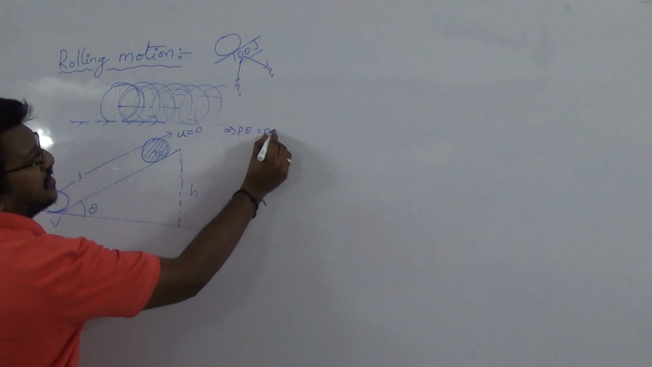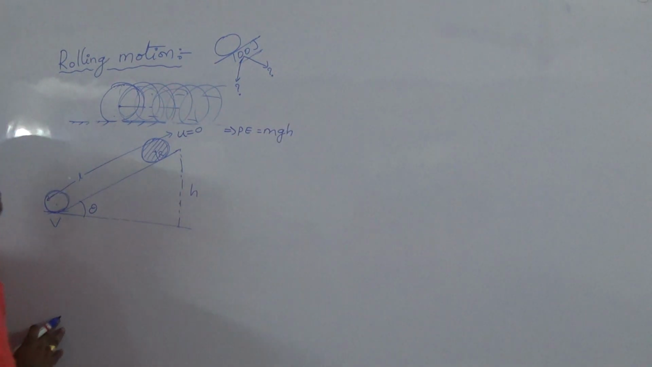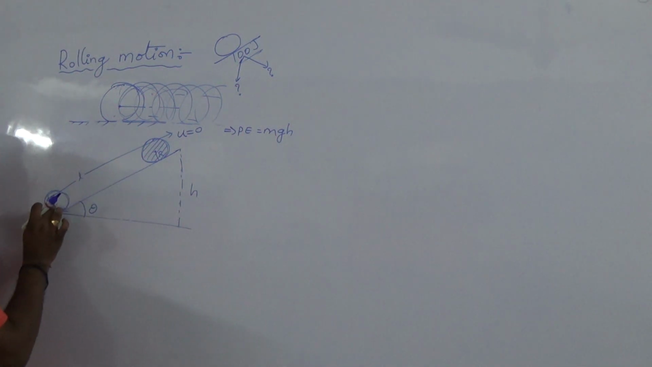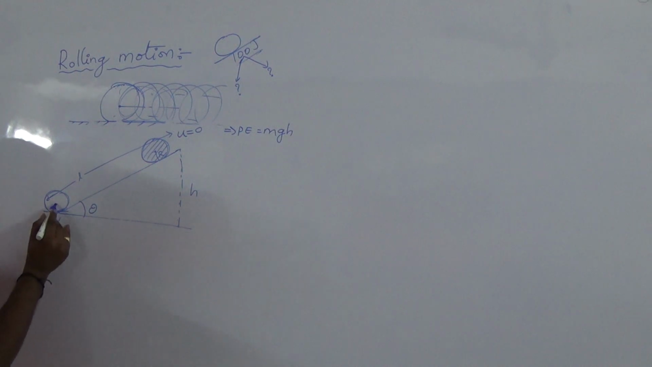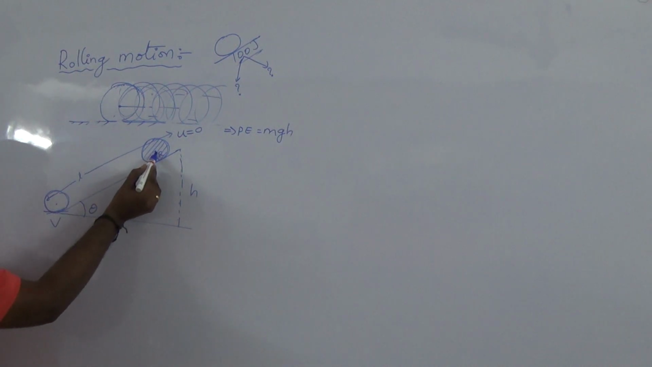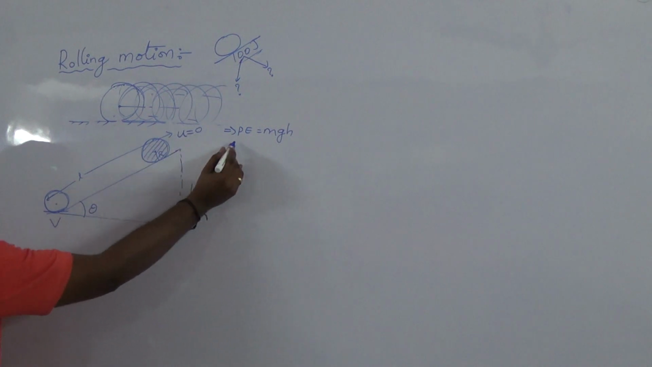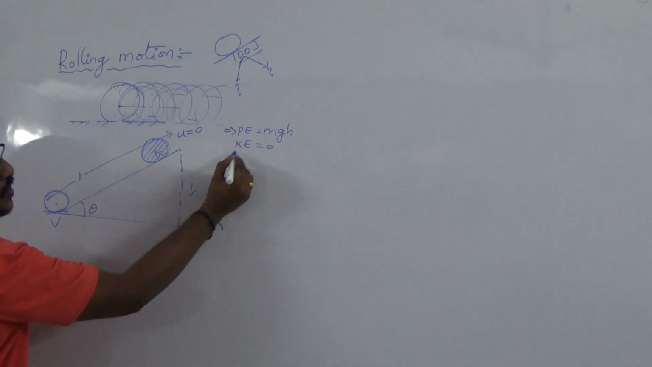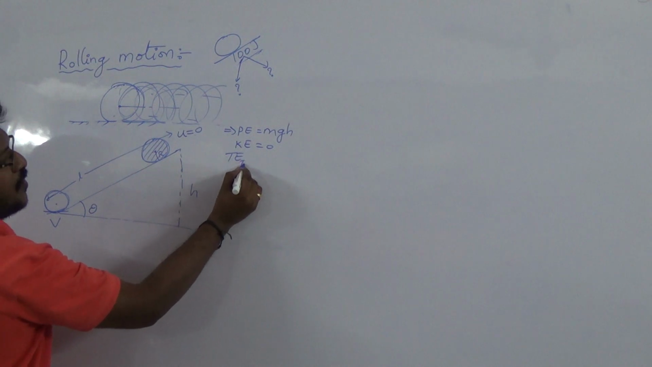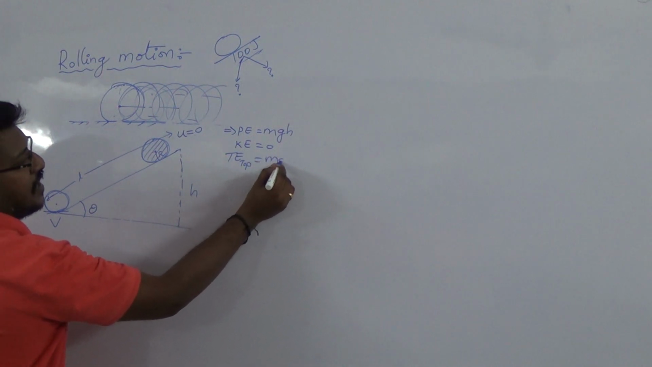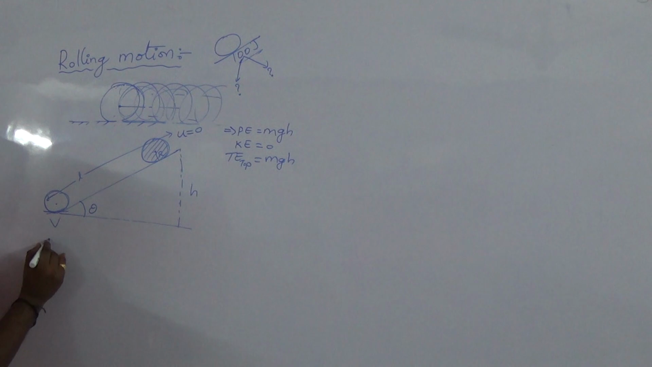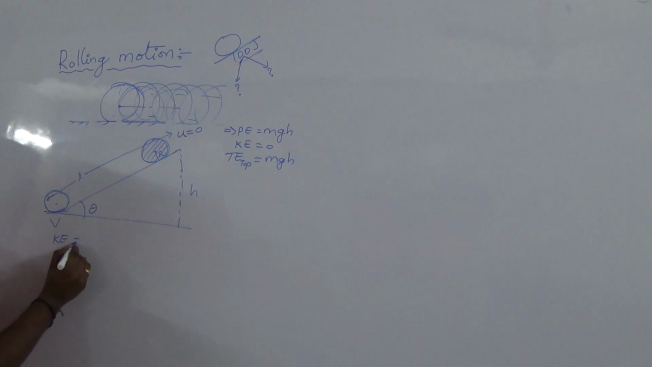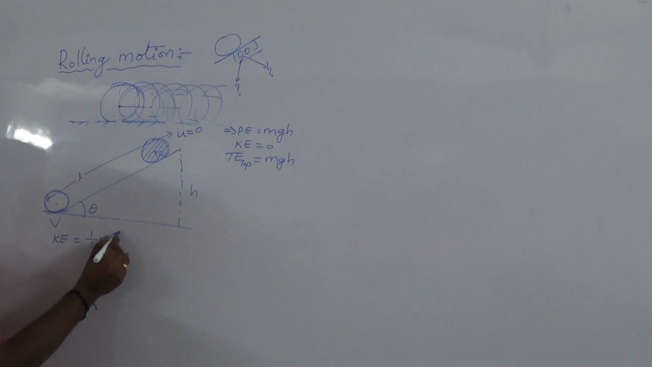The potential energy of the body is mgh. As it moves downward, it gains some velocity, which I call v. Initially the body is at the highest point at rest, so its kinetic energy is 0. Total energy at the top point is equal to mgh. When it reaches the bottom, the velocity of the body there is v. So the kinetic energy of this body would be half mv square.